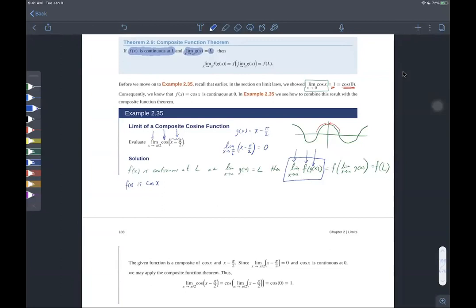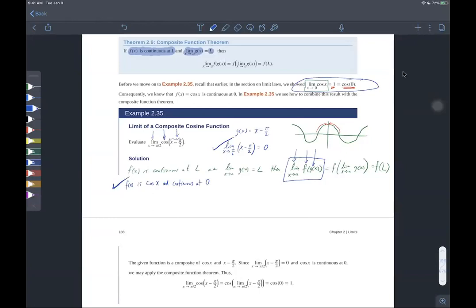Now, f of x is cosine x, and is it continuous at 0? The answer is yes. That's what was talked about right before the problem started. So f of x is cosine of x, and it is continuous at 0. So both of the conditions are satisfied. We have this limit, and then f is continuous at that limit.